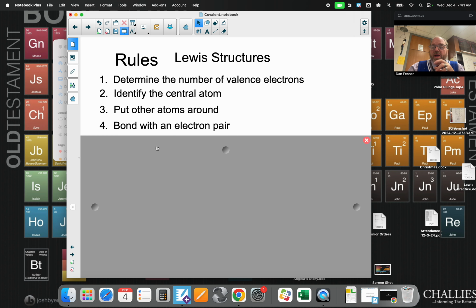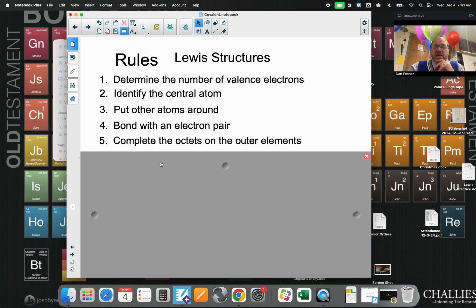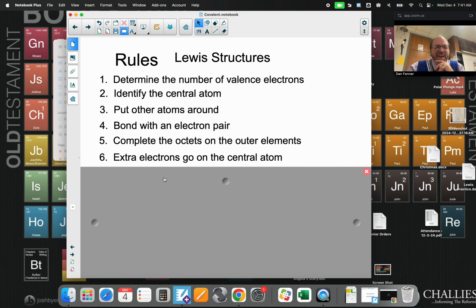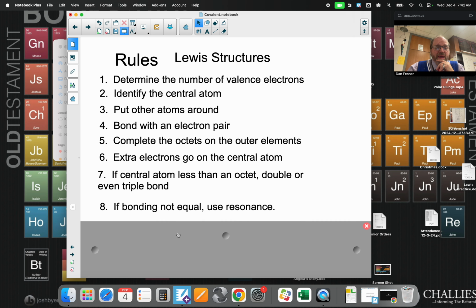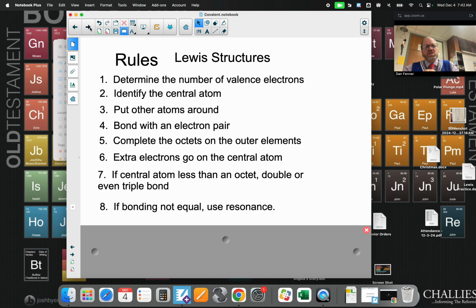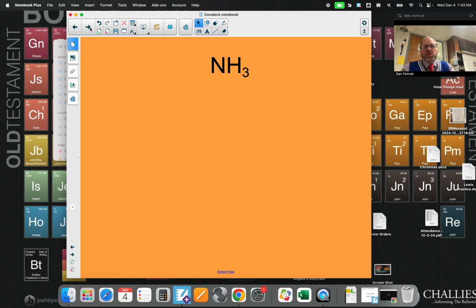We're going to form a bond with an electron pair. That means 2 electrons. Complete the octet of the outer elements, and then extra electrons go on the central atom. If electrons have an atom left without an octet, we're going to do a double or even triple bond. And then lastly, if there's not enough equal bonding, we're going to use something called resonance, and that's used occasionally. All right, so let's look at the first structure. We're going to do NH3, that's ammonia.